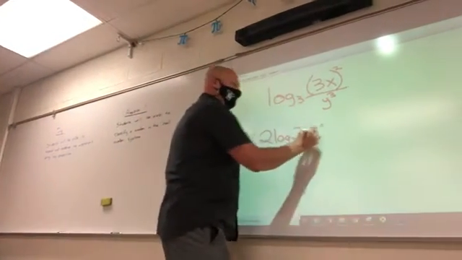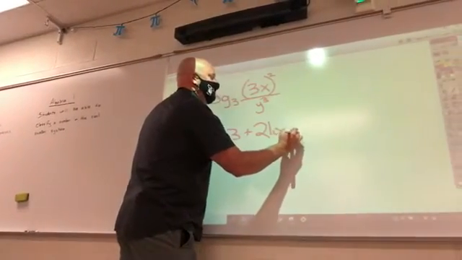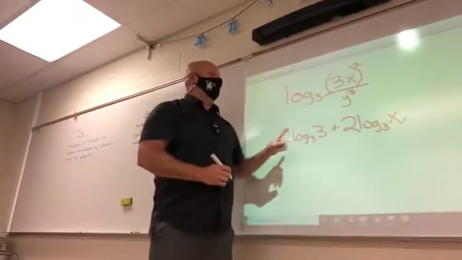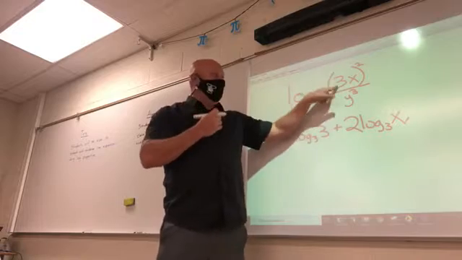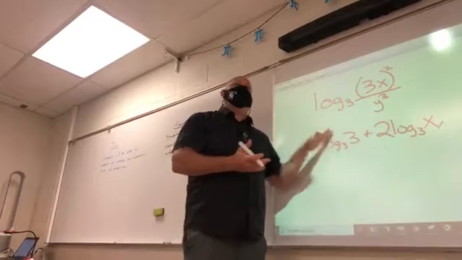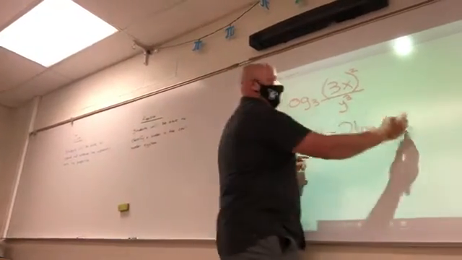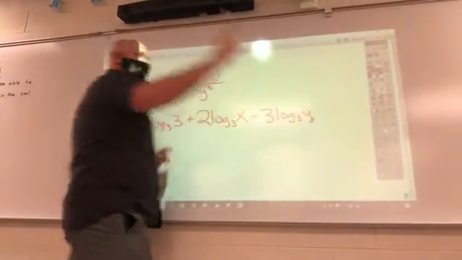Plus 2 log base 3 of x. Now, why did you put a 2 in front of both of those? They're both raised to the second power up here, aren't they? Well, that means you have to have the 2 in front of both. And then what would come next? Minus 3 log base 3 of y, right?